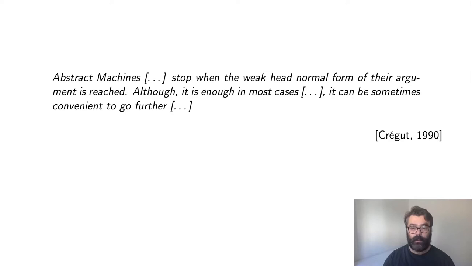Full reduction refers to reducing the term up to a normal form, that is, a term without any redexes. For instance, this is especially important with nowadays proof assistants with dependent types, which need to reach the normal form of a type in order to implement type conversion rules.